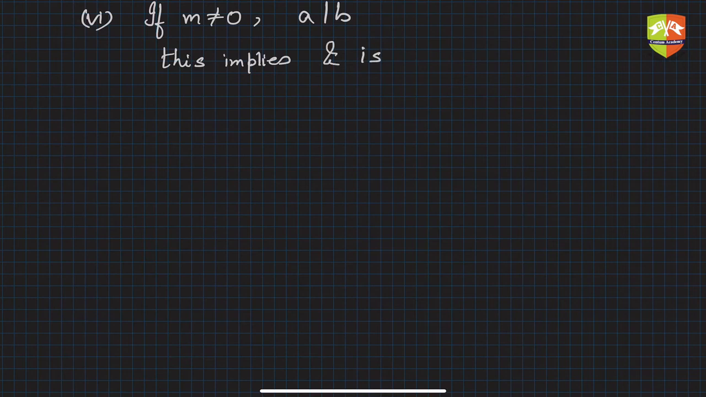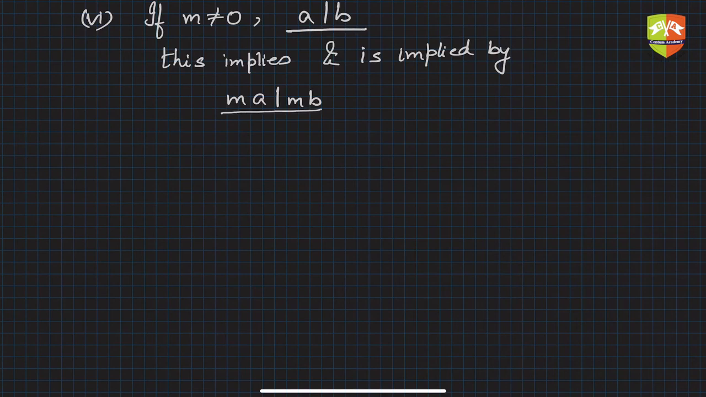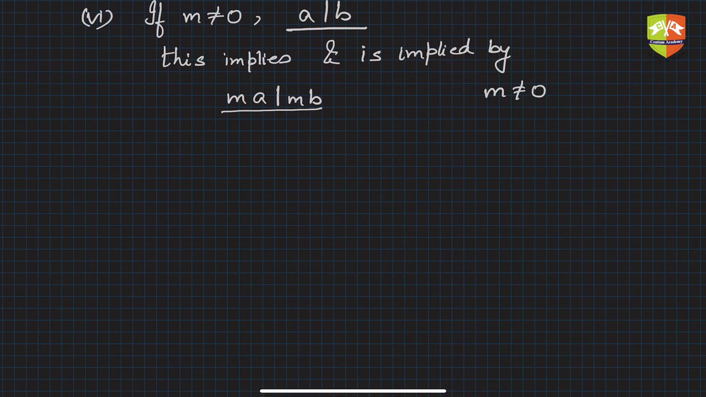Next is one more property. If M is not equal to 0, and A divides B, then this implies and is implied by what? MA is a factor of MB, or MA divides MB. Now what does this mean? This means that if this holds true, then that will hold true. M need not be an integer. M could be anything; the only criterion is that M must not be equal to 0.